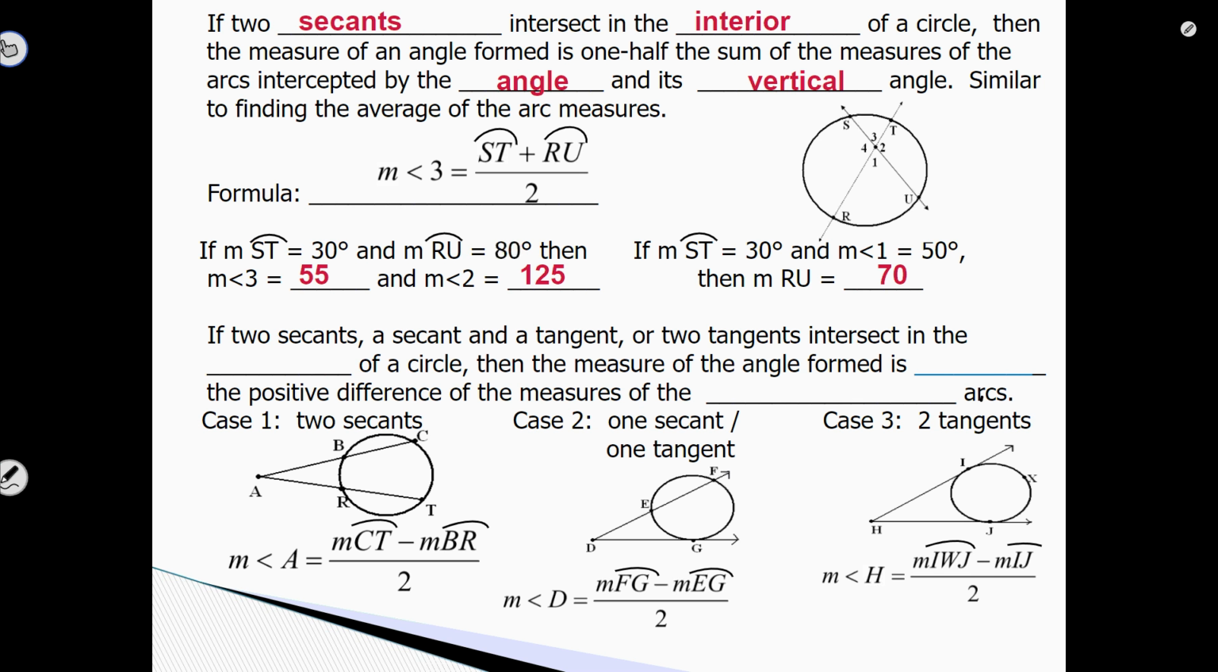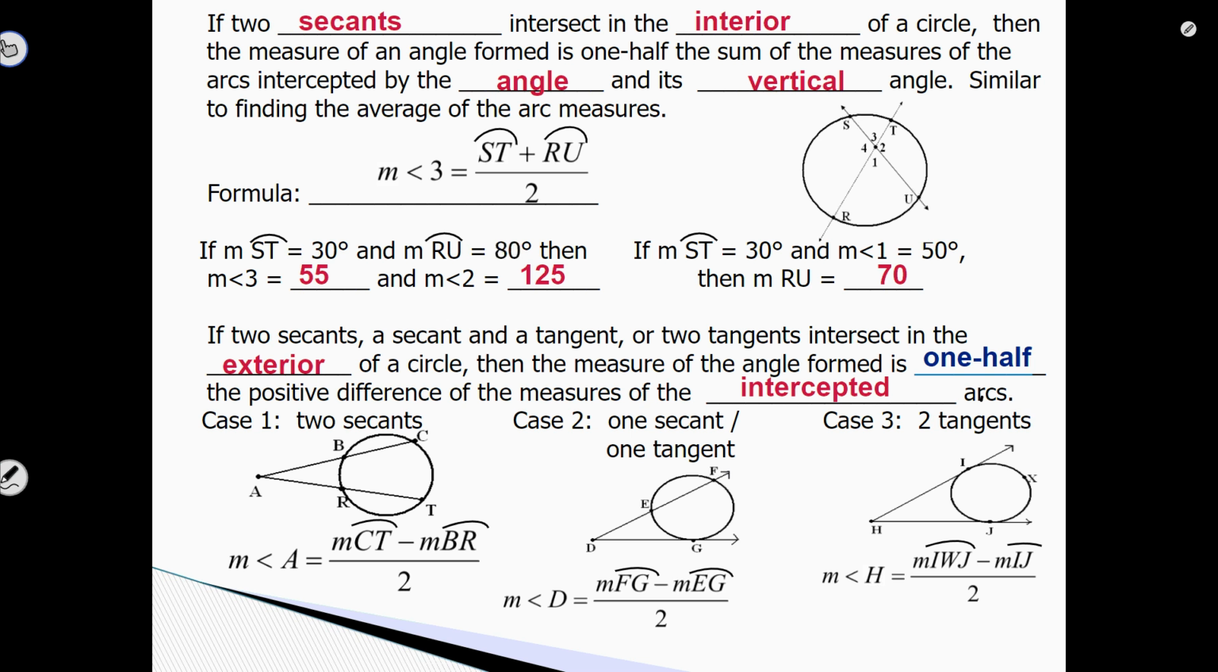Then the measure of the angle formed is 1/2 the positive difference of the measure of the intercepted arcs. Okay? So when they say positive difference, difference means we are doing what? Subtracting, right? And if I want to make sure I get a positive number when I subtract, I should have big number minus small number, right? So make sure you always do that when solving a problem using this formula, okay? Okay, so, oh, sorry, didn't put the words in there. So exterior, 1/2, and intercepted arcs.